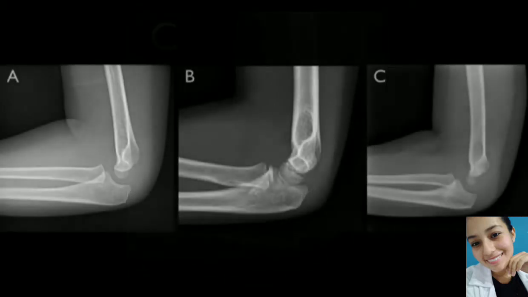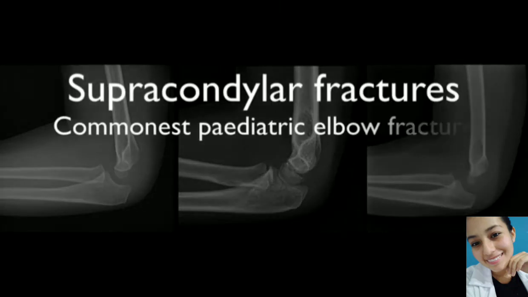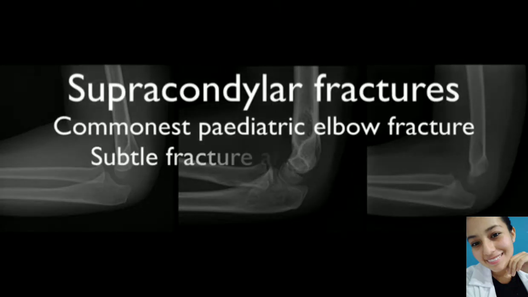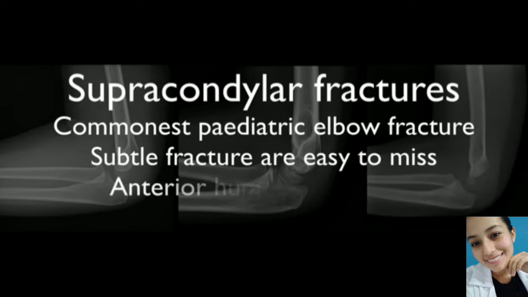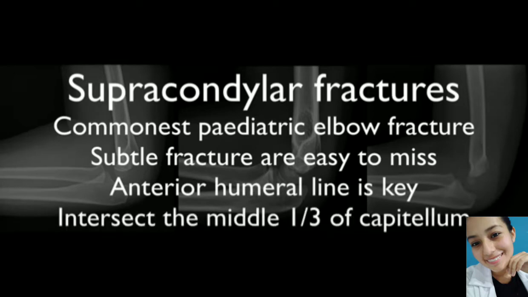So we've seen two cases of supracondylar fractures, learned that they are the commonest pediatric elbow fracture, and subtle and easy to miss in certain circumstances. In these subtle examples, the anterior humeral line is key. It should always intersect the middle third of the capitellum, and where it doesn't, we should look for associated elbow effusions or minor cortical irregularities that herald the supracondylar fracture.